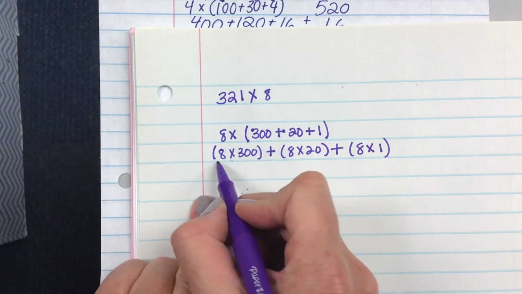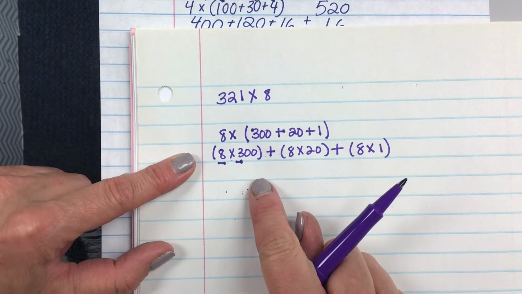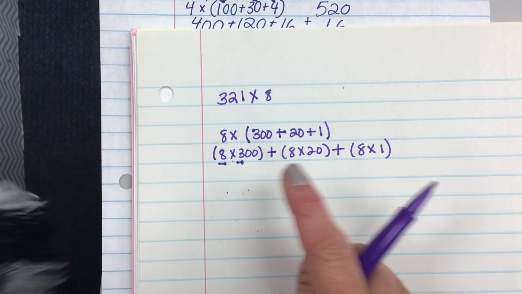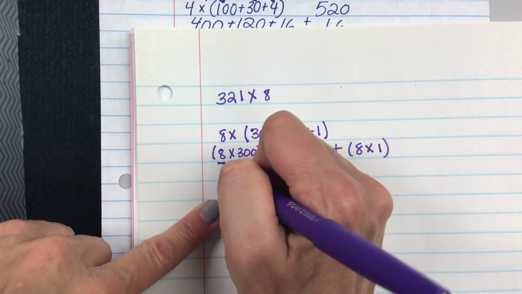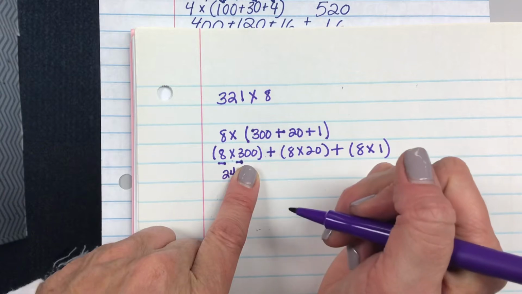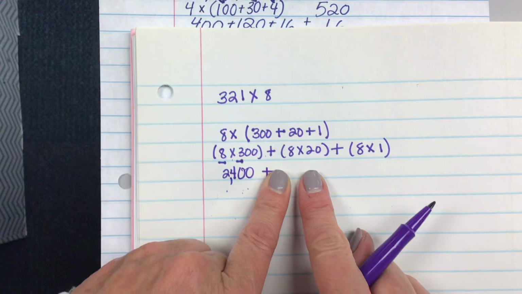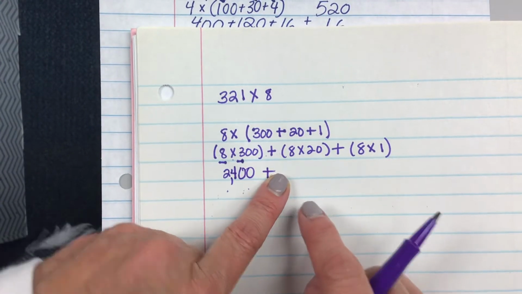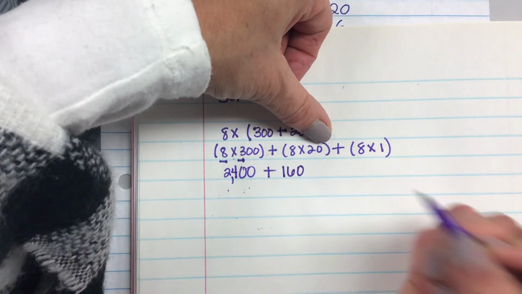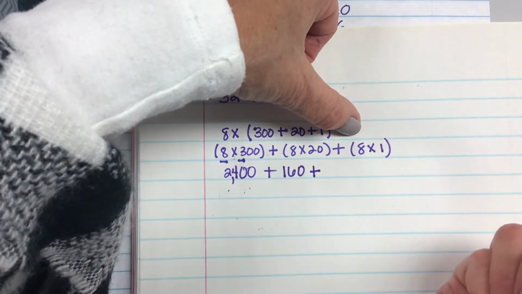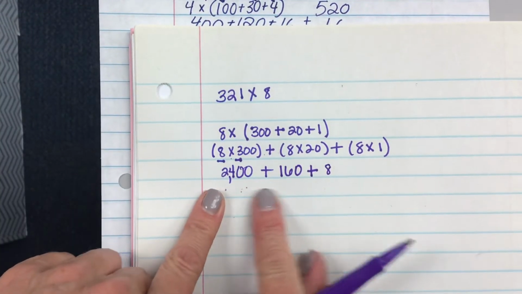Okay, 8 times 300. So, Clara, what's 8 times 300? What's 8 times 3? 24. And how many zeros do I add? 2. 2,400 plus what's 8 times 20? Bella, what's 8 times 20? Good. 8 times 2 is 16. Add a 0. And then what is 8 times 1? Noah? 8. Okay. Now, these are called my what?